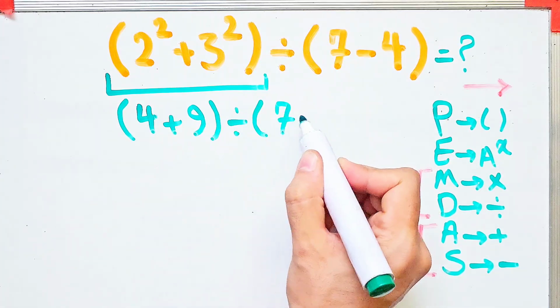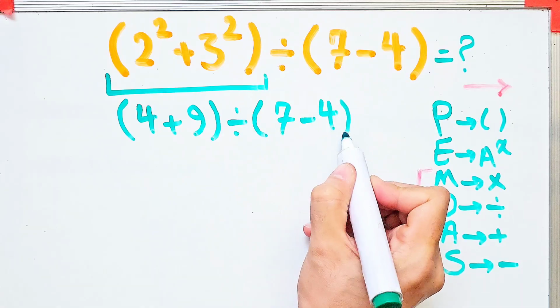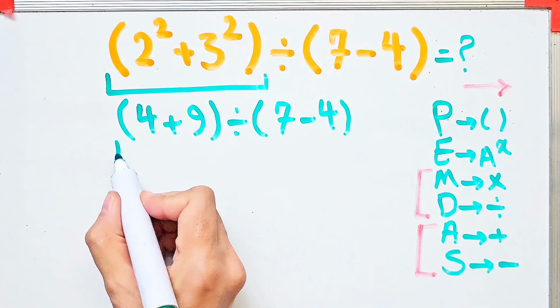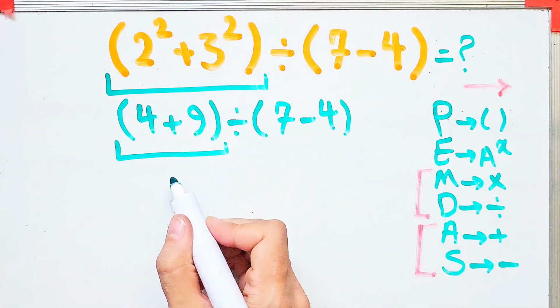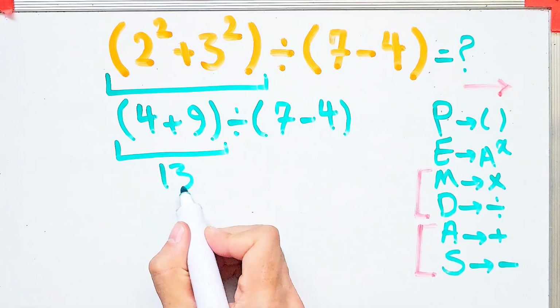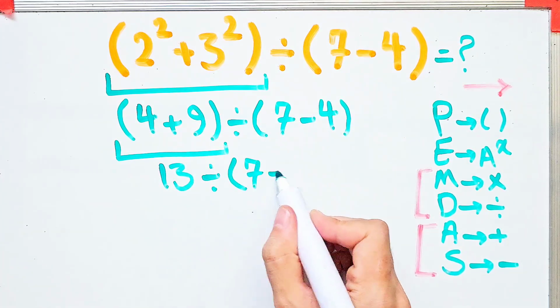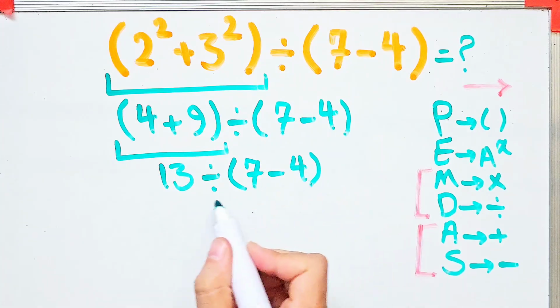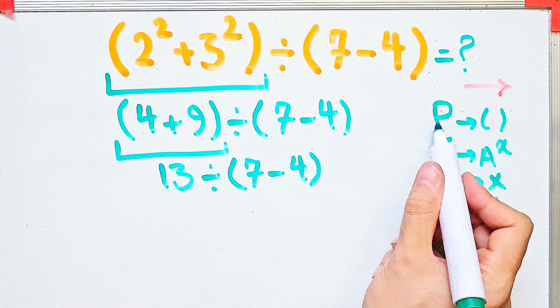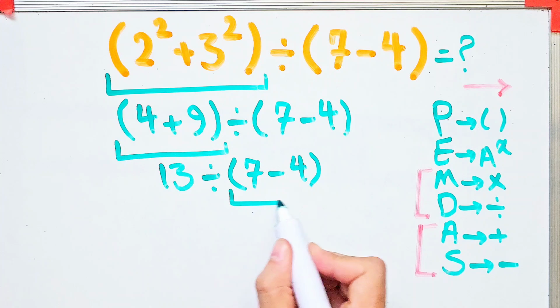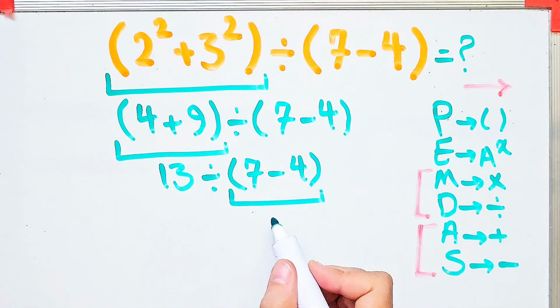In this step, again we simplify the parentheses. Inside the first parenthesis, we have 4 plus 9 that equals 13. We have 13 divided by (7 minus 4). Again, we simplify the parentheses. 7 minus 4 equals 3. Now we have 13 divided by 3.